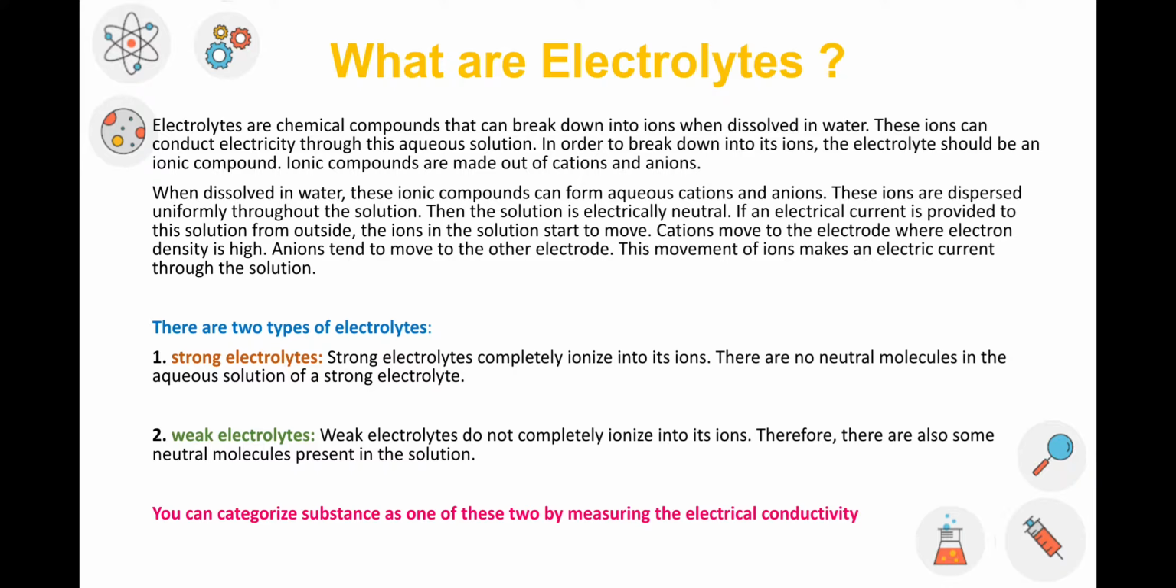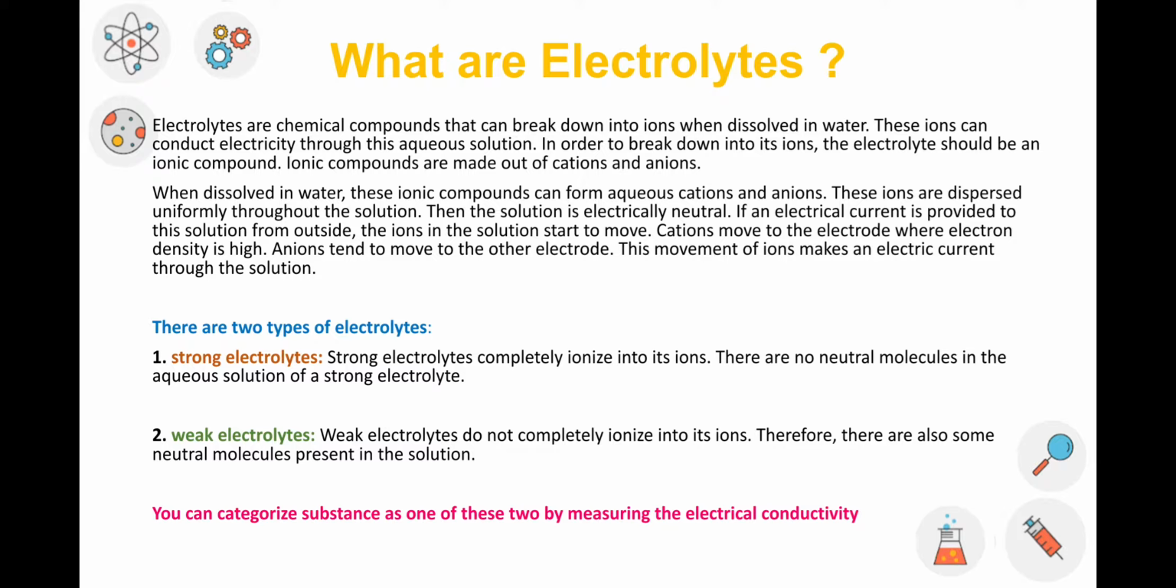In order to break down into its ions, the electrolyte should be an ionic compound. Ionic compounds are made out of cations and anions. When dissolved in water, these ionic compounds can form aqueous cations and anions. These ions are dispersed uniformly throughout the solution. Then the solution is electrically neutral.